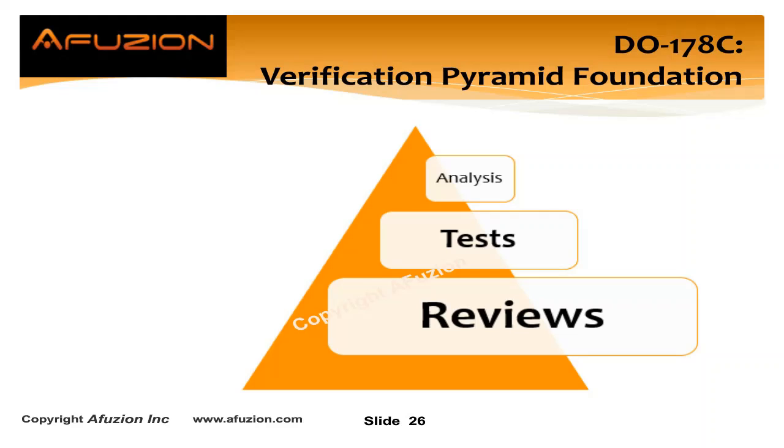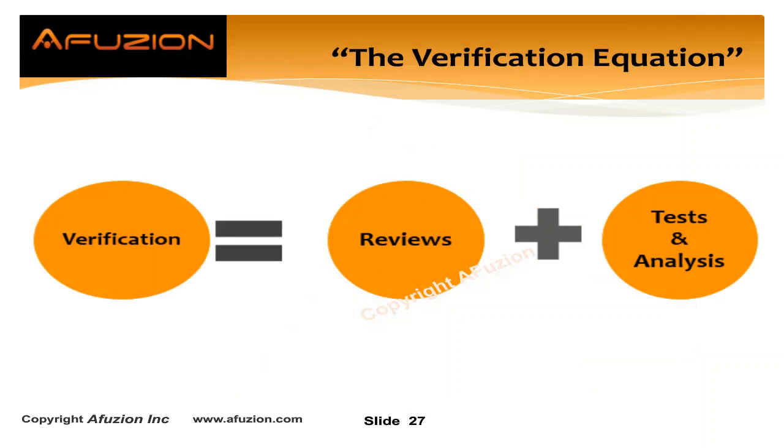Analysis is very small at the top. We don't do demonstration inspection. That's subjective. Instead, we transform those 2 gaps there into an analysis step that's only used when the combination of review and test is not conclusive. Okay? So, we engineers like equations. V equals R plus T plus A. Verification equals reviews plus tests and analysis.